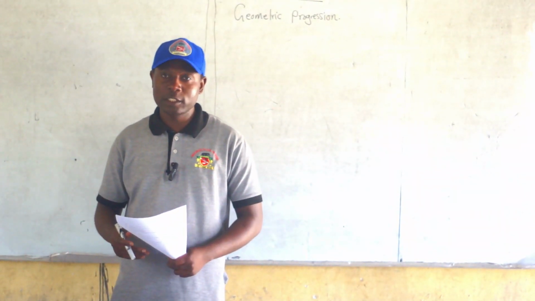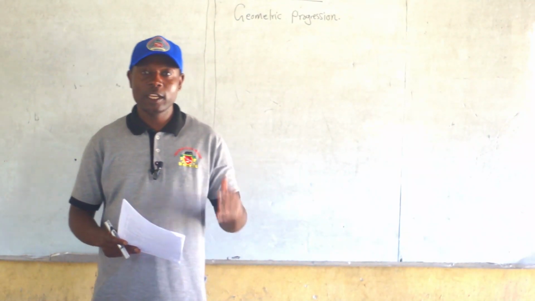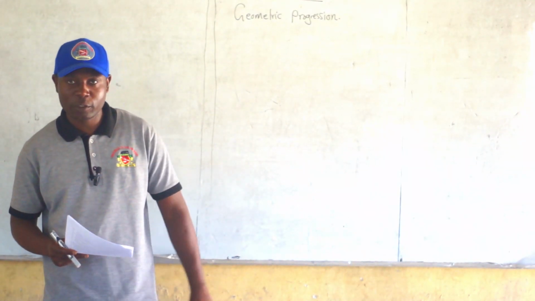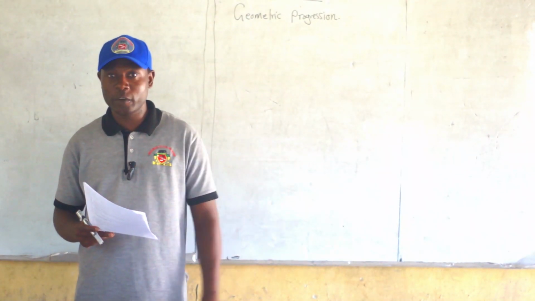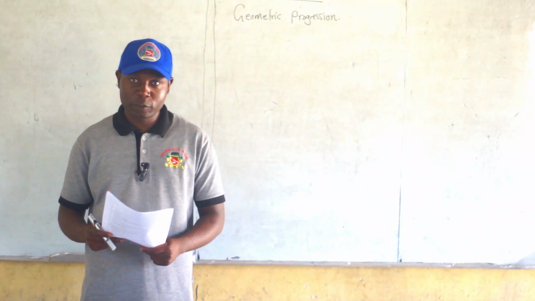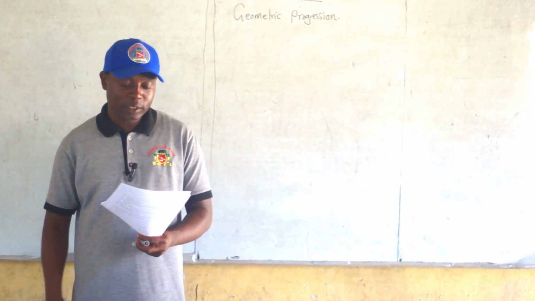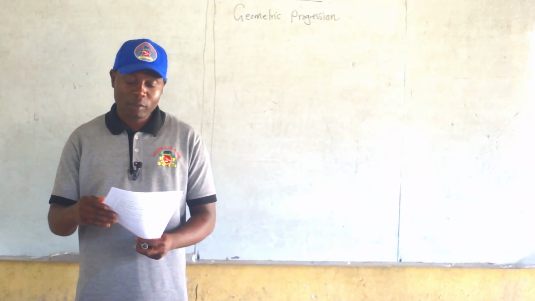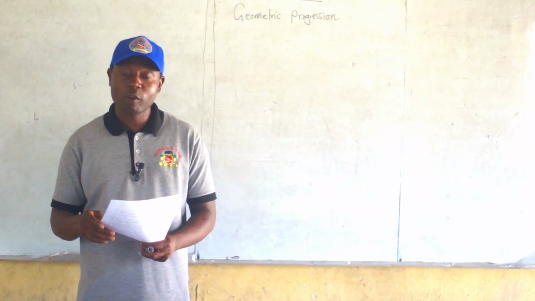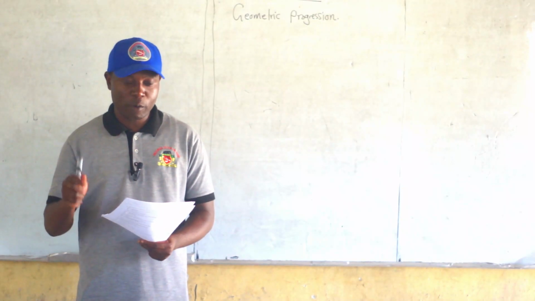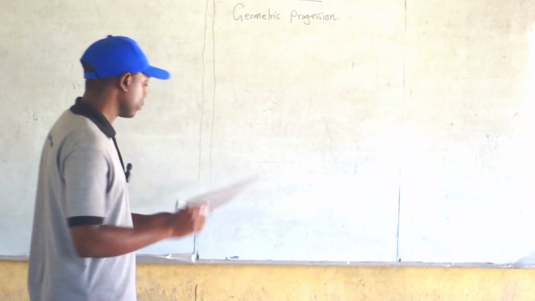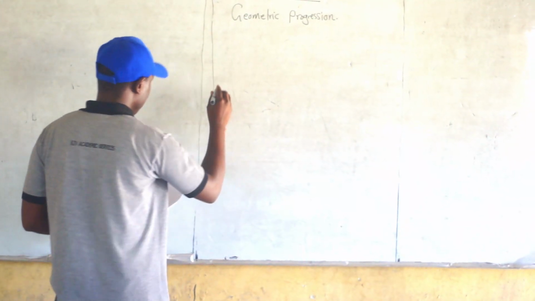So today we are looking at geometric progression, and we need to understand what a geometric progression is. First thing first, we define what a geometric progression is. What is a geometric progression? This is a sequence in which each term is formed by multiplying the previous term by a constant amount. That constant amount is known as a common ratio. For example, let's say we have a sequence.